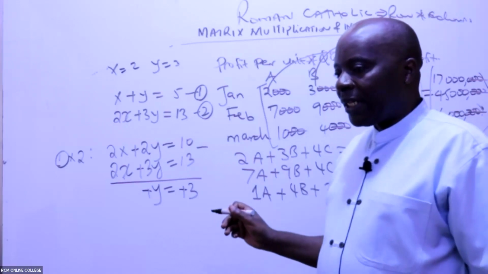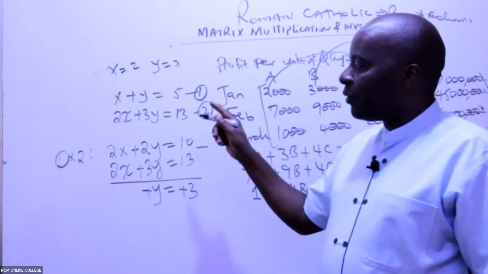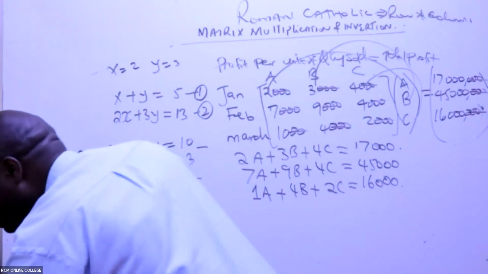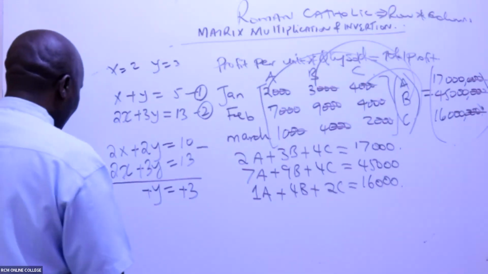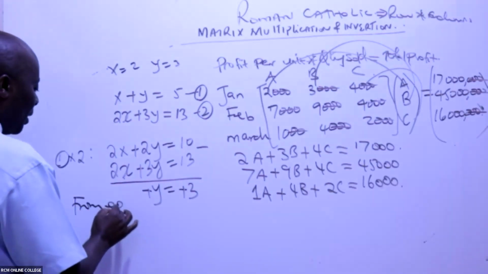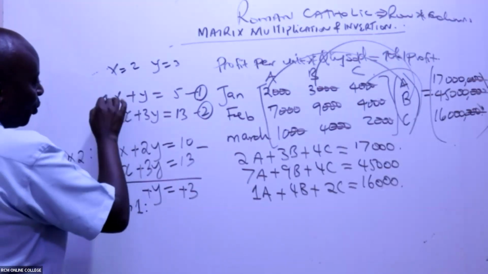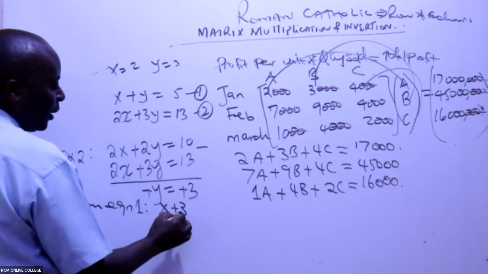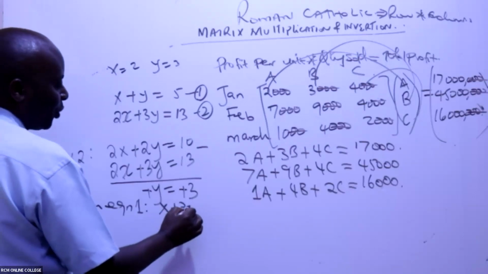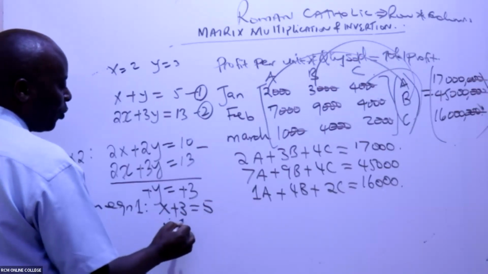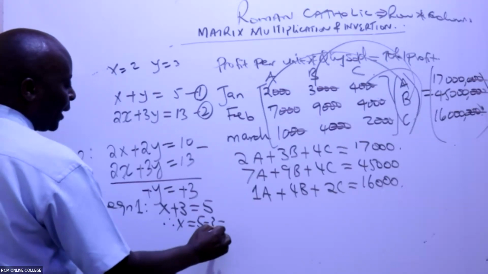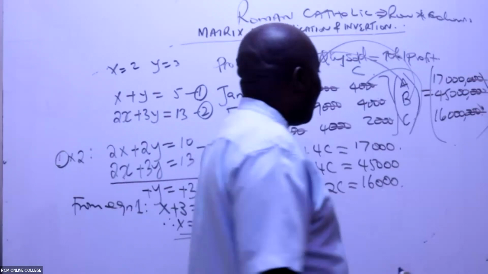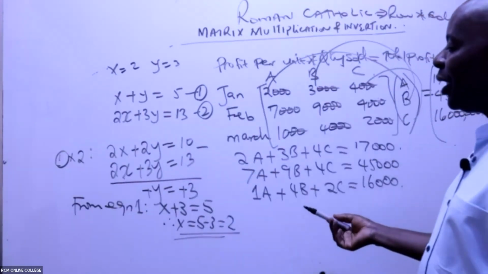Once I get that, I will be able to get the value of x from any of the two equations. So from equation 1, which is x plus y, and y we have found to be 3. x plus 3 equals 5. Therefore, x will be 5 minus 3, which gives me 2.